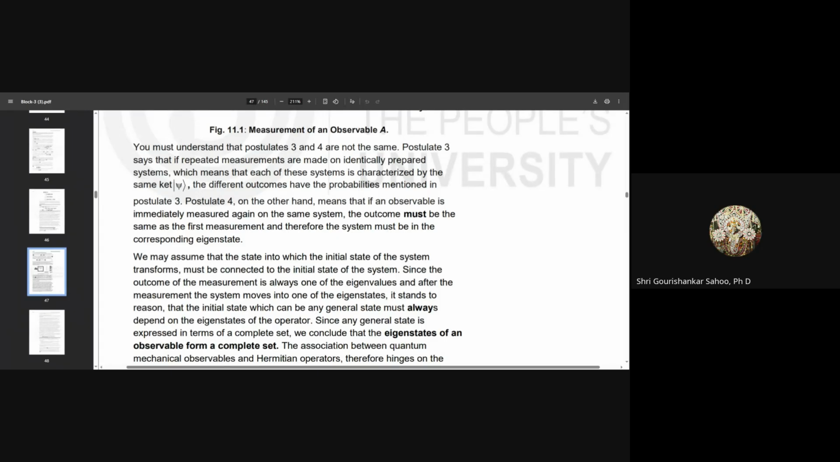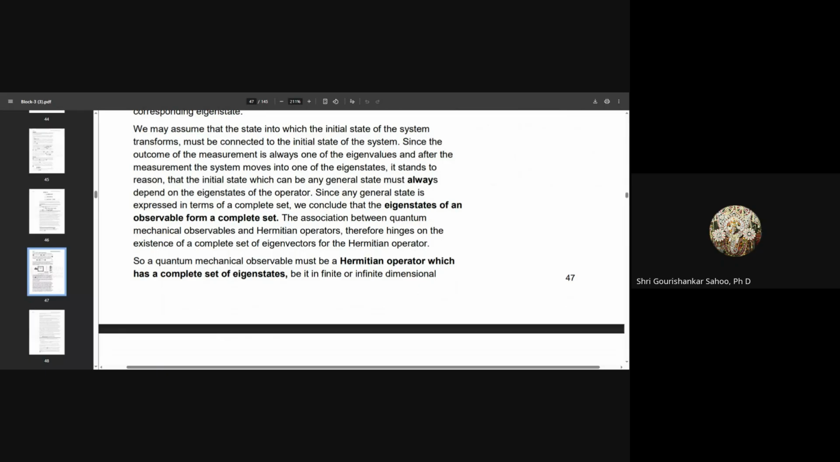Since any general state is expressed in terms of a complete set, we conclude that the eigenstates of an observable form a complete set. The association between a quantum mechanical observable and a Hermitian operator therefore hinges on the existence of a complete set of eigenvectors of the Hermitian operator. And we have discussed the completeness concept in the Schrodinger formalism.